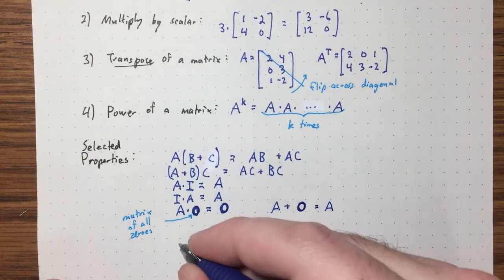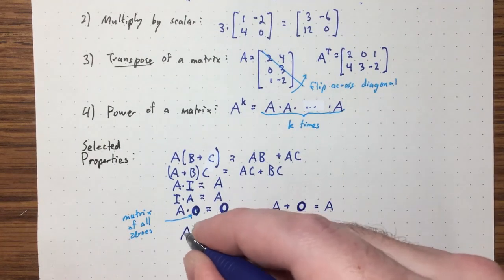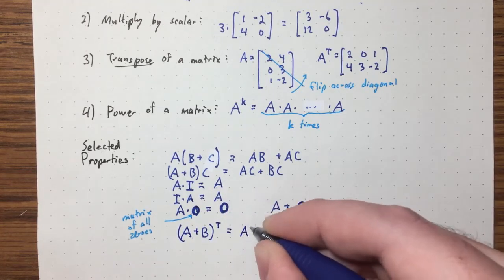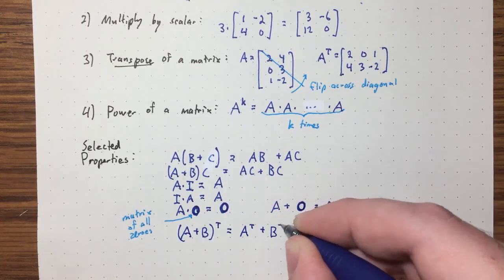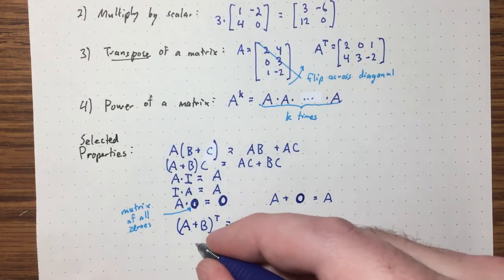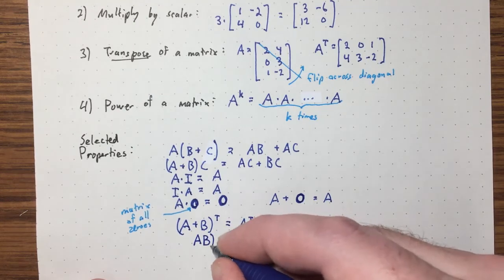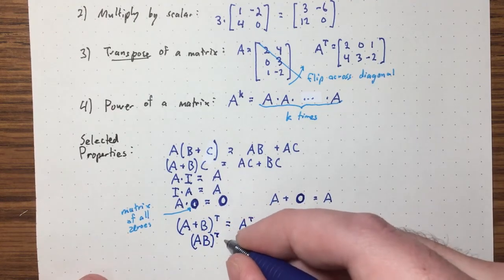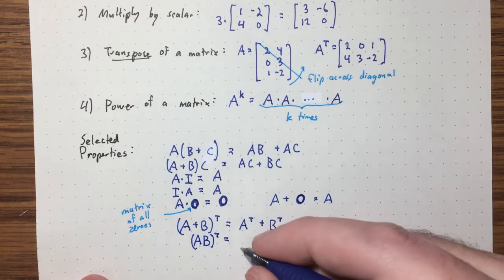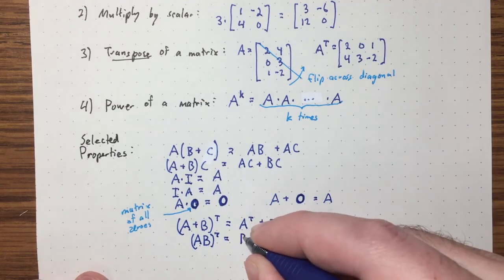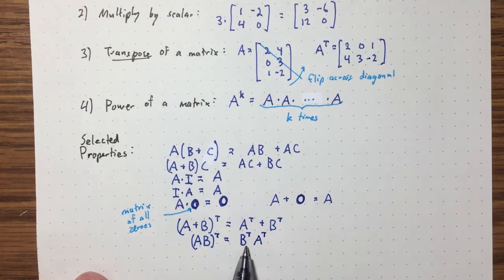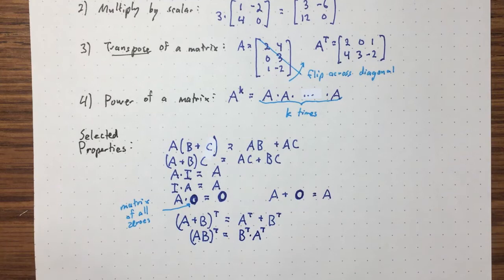There's some properties about transposes. So A plus B, then take the transpose. It's the same as A transpose plus B transpose. And this one looks interesting. But when you write it out, you find it's not that interesting, actually. If you do the product and then take the transpose, that's the same as taking the transpose of both pieces and then taking the product, but in the opposite order. So you have to multiply the other way around.